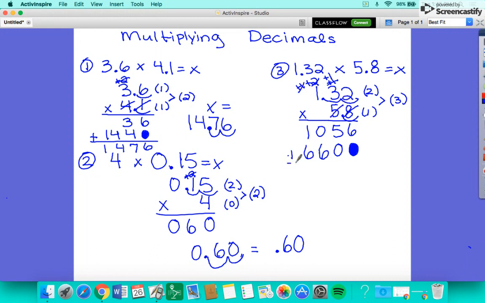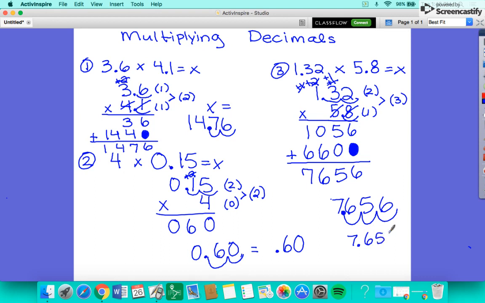Now I can add my 2 products. 6 plus 0 is 6. 5 plus 0 is 5. 0 plus 6 is 6. And 1 plus 6 is 7. So the number 7, 6, 5, 6. We have to place our decimal. We know this time we have 3 spaces. So we're going to go 1, 2, 3. 3 spaces behind our decimal. So 7 and 656, or 56 thousandths, is my product, or the value of x. And that is how you multiply decimals.